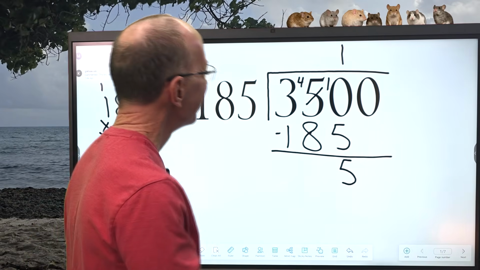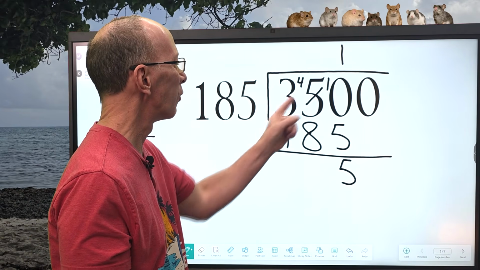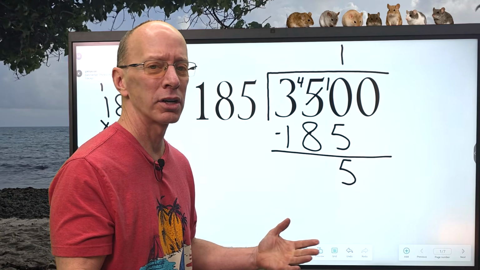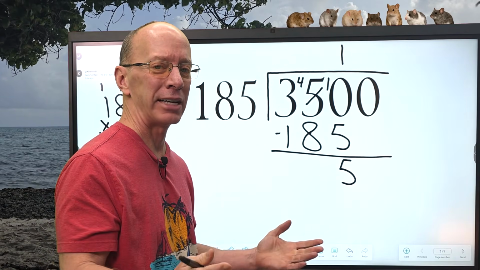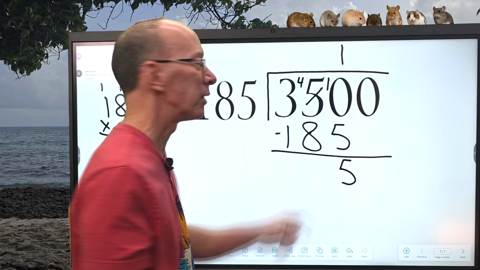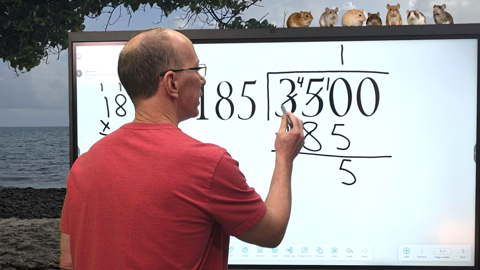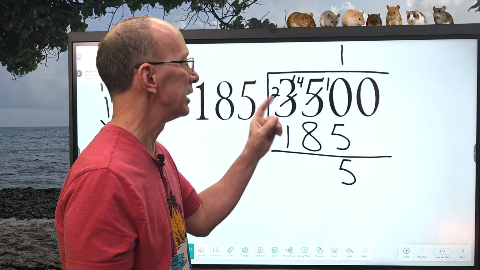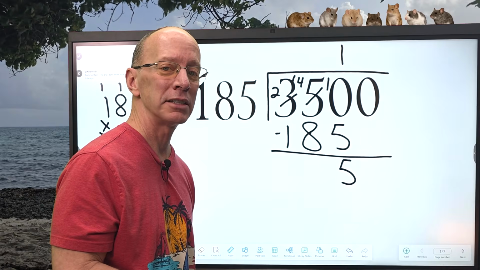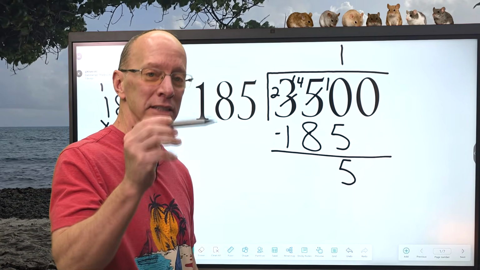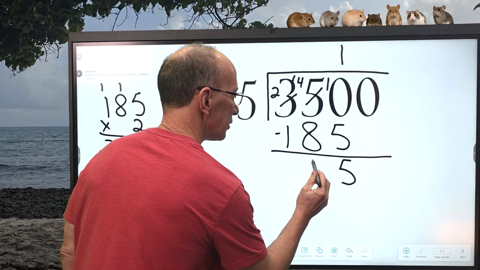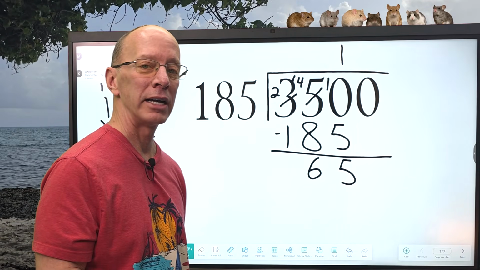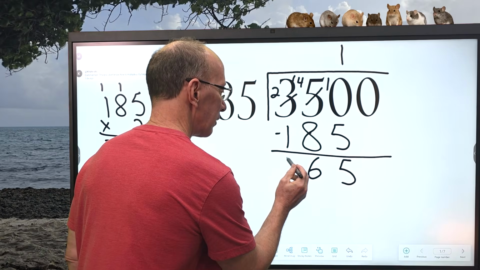And then 4 minus 8. It's too little. It's like I have 4 cookies and you want to take 8 from me. I can't do it, so I need to borrow from the 3 over here. This will be a 2, and then this turns into 14. Now I can do it. 14 minus 8 is 6. So this will be 6 right here. And now I can take 2 minus 1 equals 1.